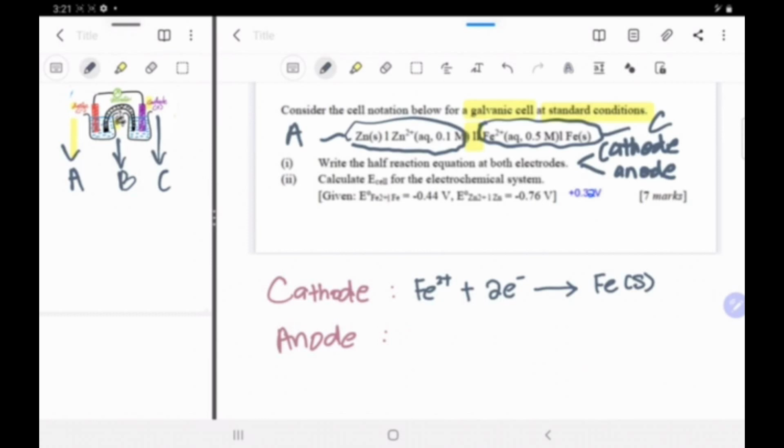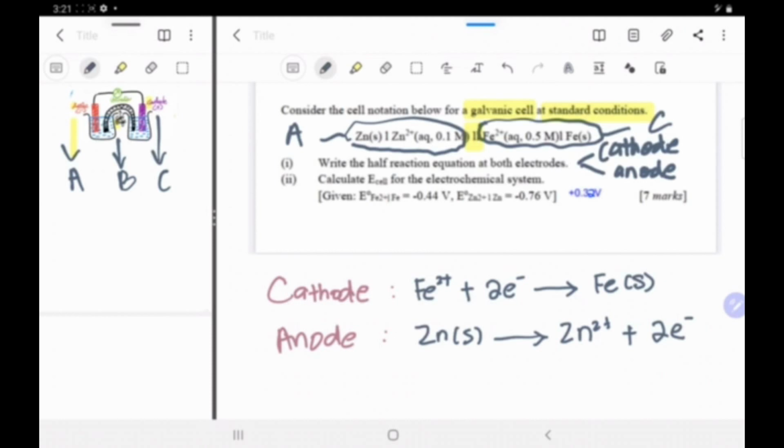And for the anode, if reduction is happening at the cathode, obviously oxidation is what is happening at the anode, which means the reaction is losing electrons. So the electrons are going to be on the right side, like this. So here you go, the half reactions for both electrodes in the galvanic cell.